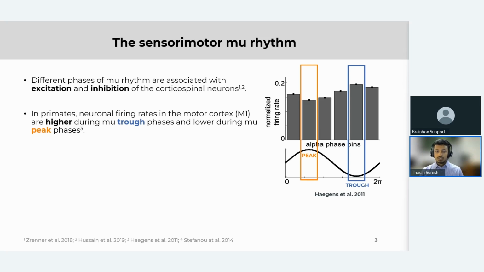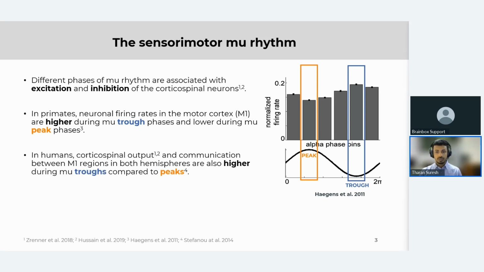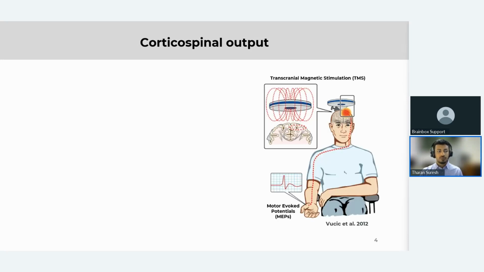In humans, corticospinal tract output and communication between M1 regions in both hemispheres are also high during mu rhythm trough phases compared to peak phases. Now, before I talk about the mu rhythm and its relationship with corticospinal tract function, I'd like to briefly talk about the corticospinal tract itself.